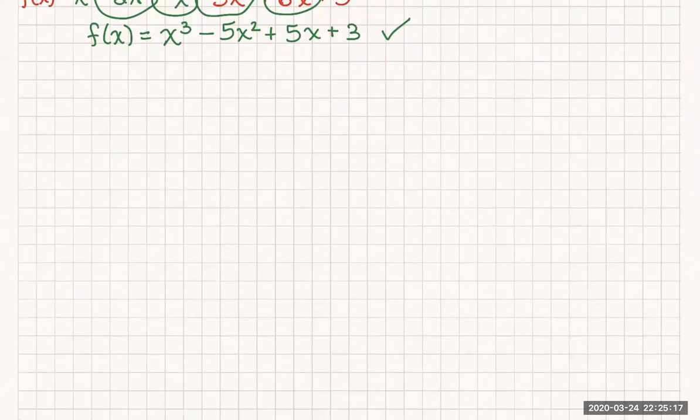All right, let's do one more. Let's find a polynomial whose zeros are negative 2 and, say, 2i. Okay. Well, if 2i is a 0, then I know its conjugate, negative 2i, must also be a 0.